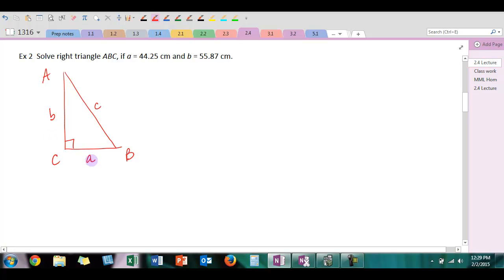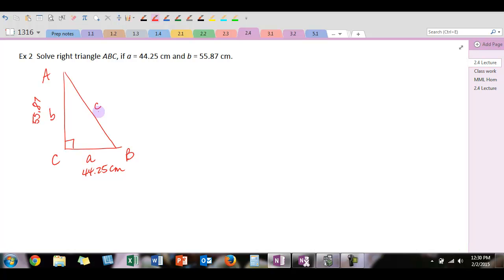So I know that side A is 44.25 centimeters. I know that side B is 55.87 centimeters. So it doesn't matter, again, where you start. Maybe I want to do Pythagorean's theorem and find out the third side. Okay? Maybe I want to approach this differently. What if I use trig to find out one of these missing values right here?